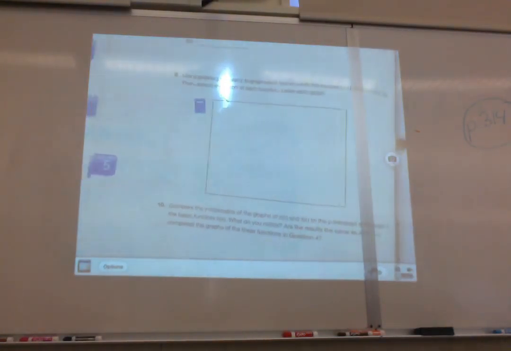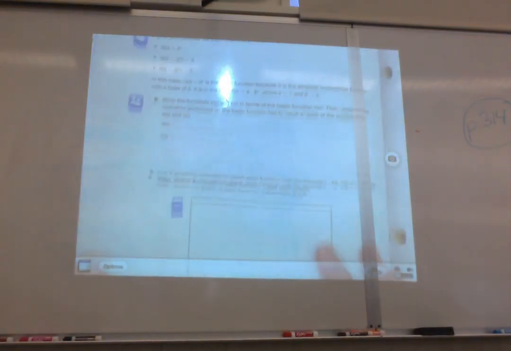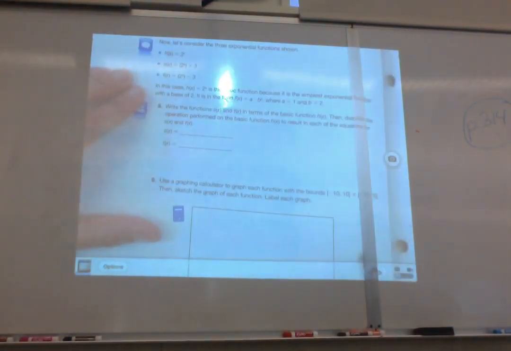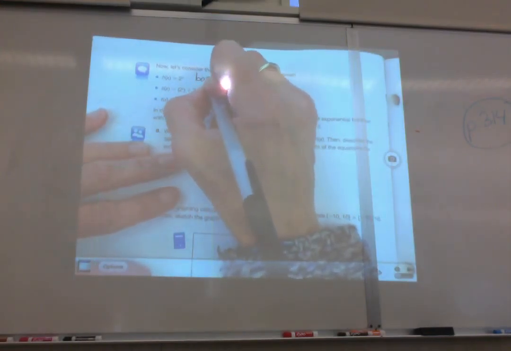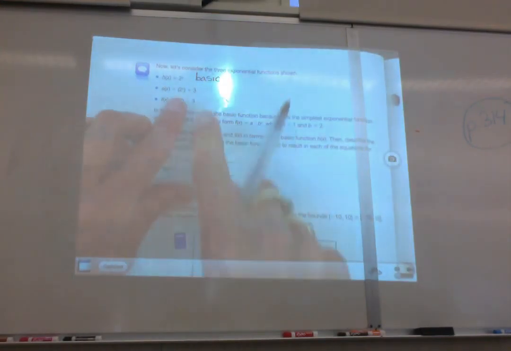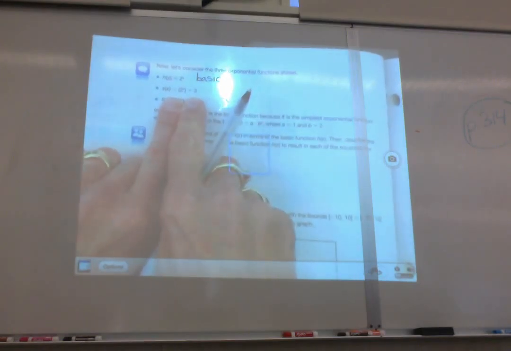Flip page. Now let's consider exponential functions. Okay, here's your basic. What do we predict is going to happen here?